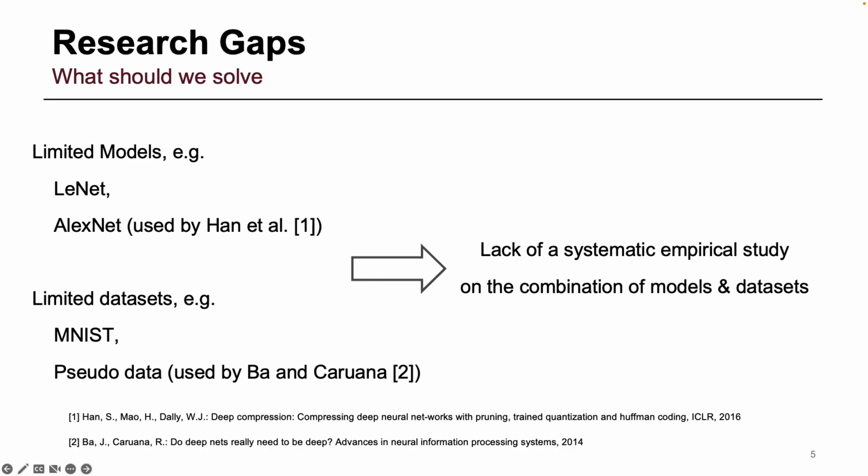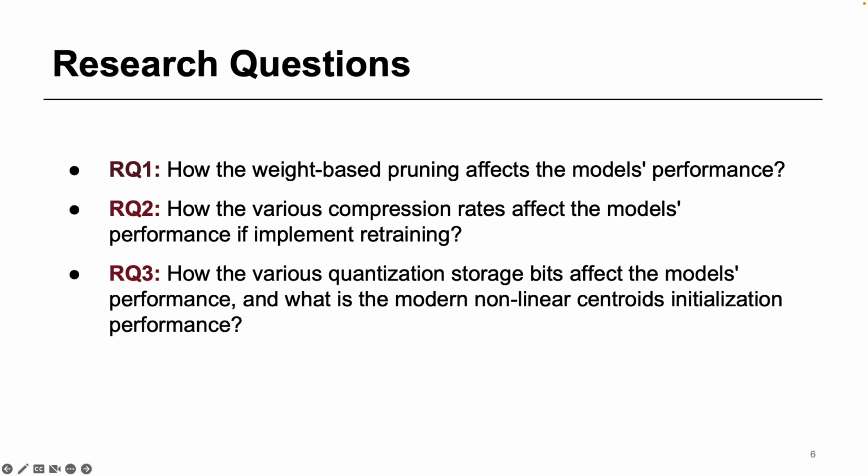We don't know. So it is necessary to investigate the compatibilities, as the current research lacks exploration of the applicability of these compression methods on modern models and datasets. Thus we introduce our three research questions. First, how does weight-based pruning affect the model's performance? Research question two is how various compression rates affect the model's performance if retraining the model that we have pruned. And third, how do various quantization storage bits affect the model's performance?